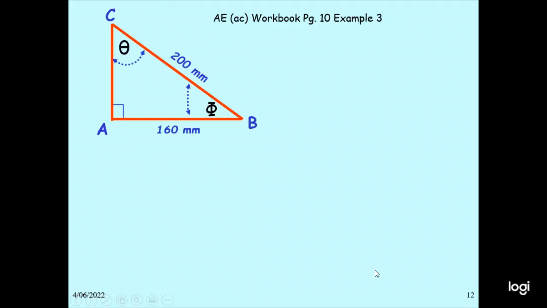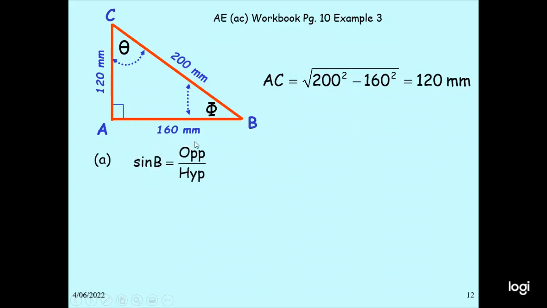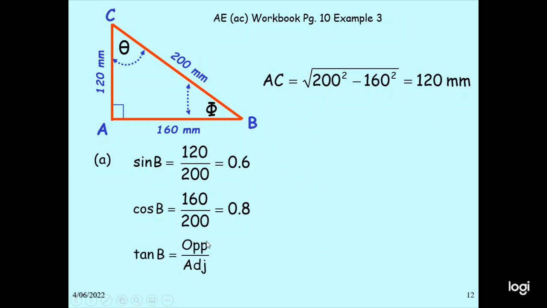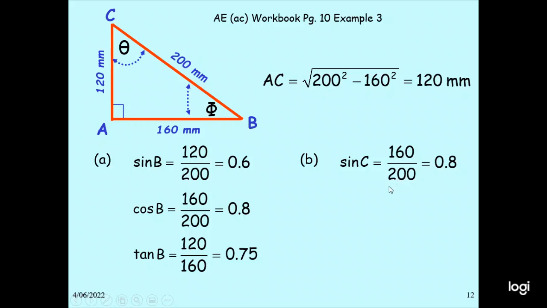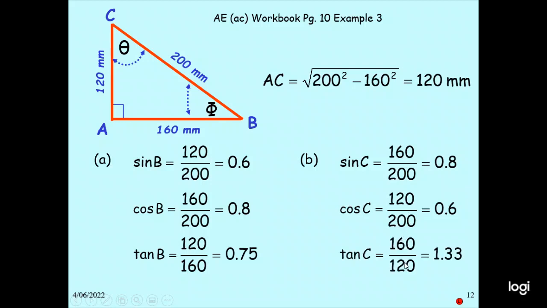So this angle is beta, 200 millimeters, 160. AC will be the square root of 200 squared minus 160 squared, 120 millimeters. So sine beta is opposite by hypotenuse, so you get 120 by 200. Cos beta is adjacent side by the hypotenuse, so there will be 160 by 200. Then tan beta is opposite by adjacent side, so 120 by 160, you get 0.75. For this angle, sine is opposite by hypotenuse, so 160 by 200, 0.8. Cos is adjacent by hypotenuse, so 120 by 200, 0.6. Then tan is opposite by adjacent side, 160 by 120.